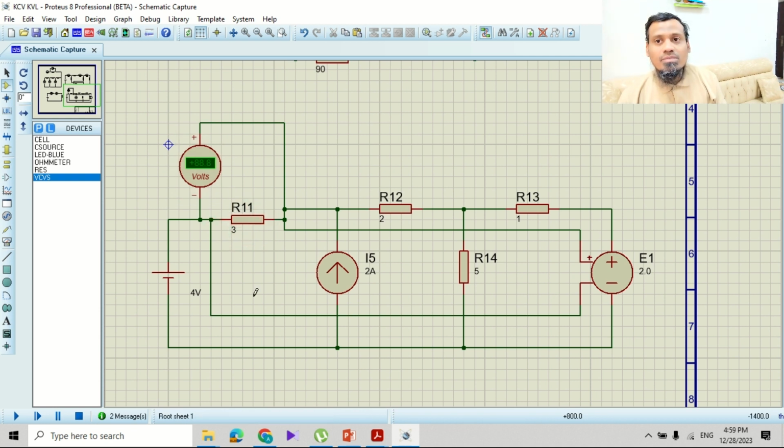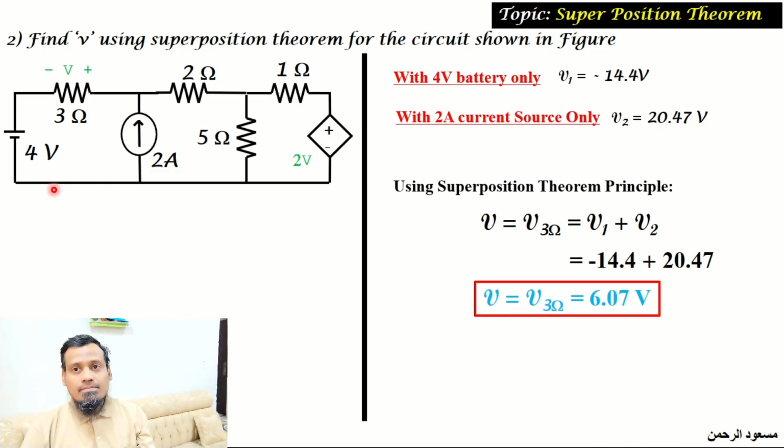Now we can run the simulation, and you can see here it is 6 volt, which is correlating with our manual calculation. So we found that the manual calculation is correlating with the software simulation answer.